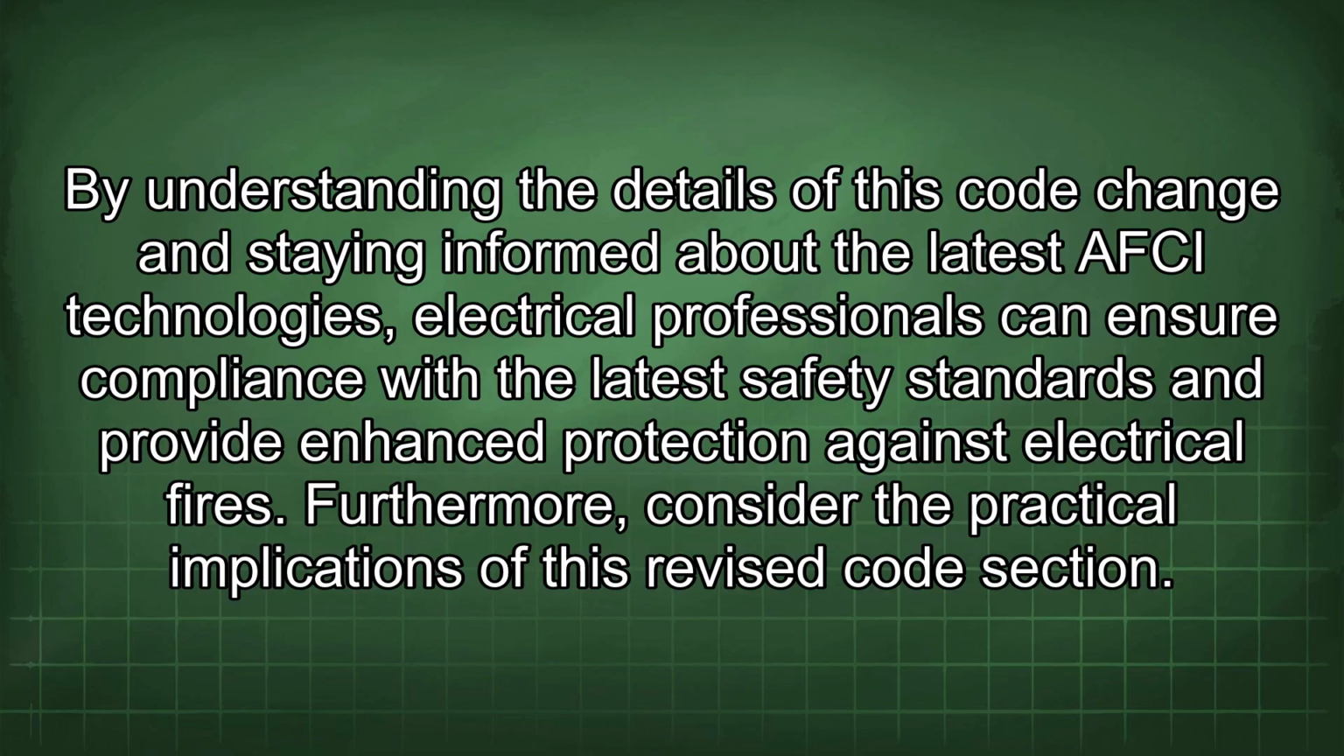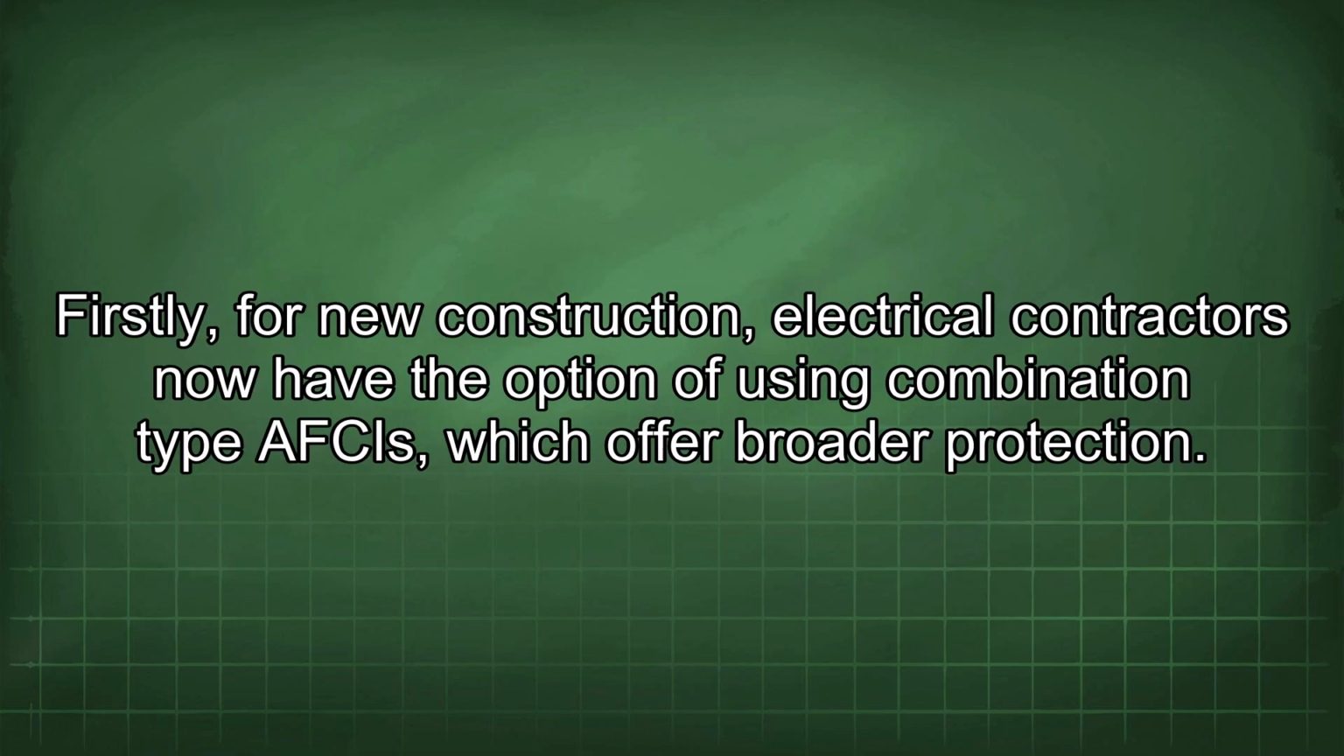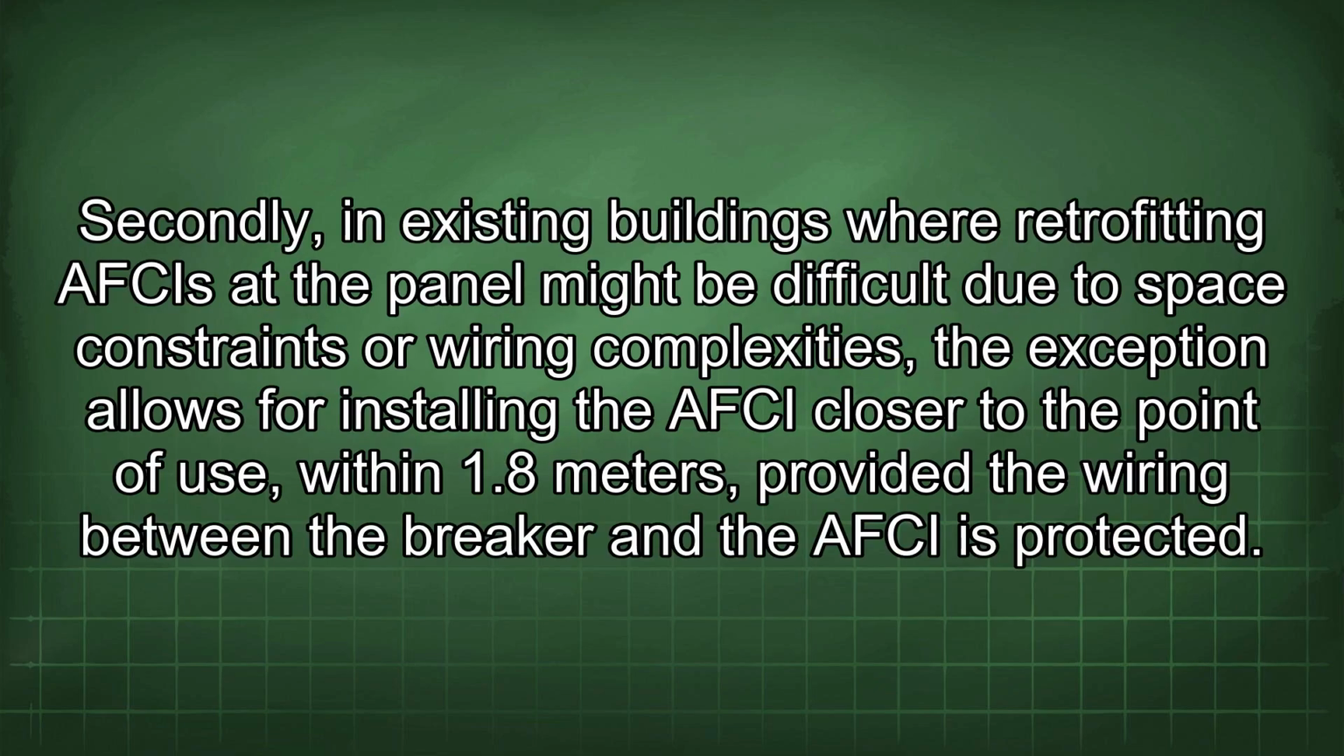Furthermore, consider the practical implications of this revised code section. Firstly, for new construction, electrical contractors now have the option of using combination type AFCIs, which offer broader protection. Secondly, in existing buildings where retrofitting AFCIs at the panel might be difficult due to space constraints or wiring complexities, the exception allows for installing the AFCI closer to the point of use, within 1.8 meters, provided the wiring between the breaker and the AFCI is protected.